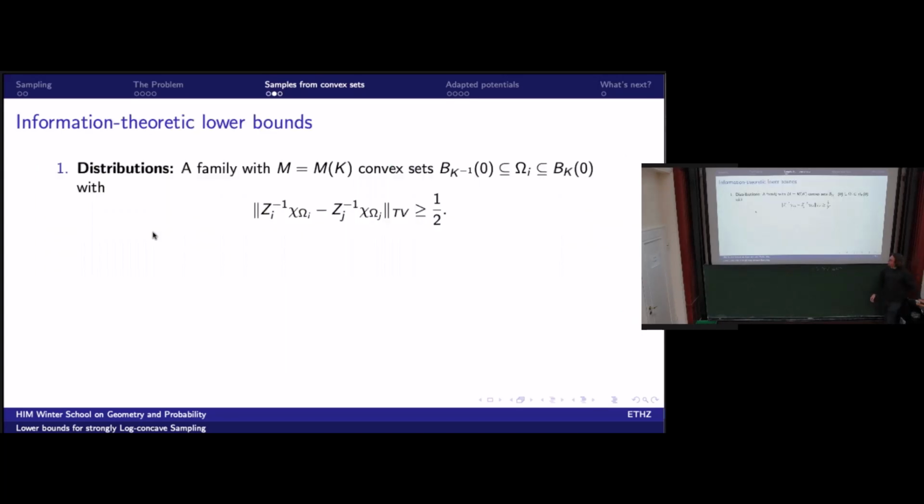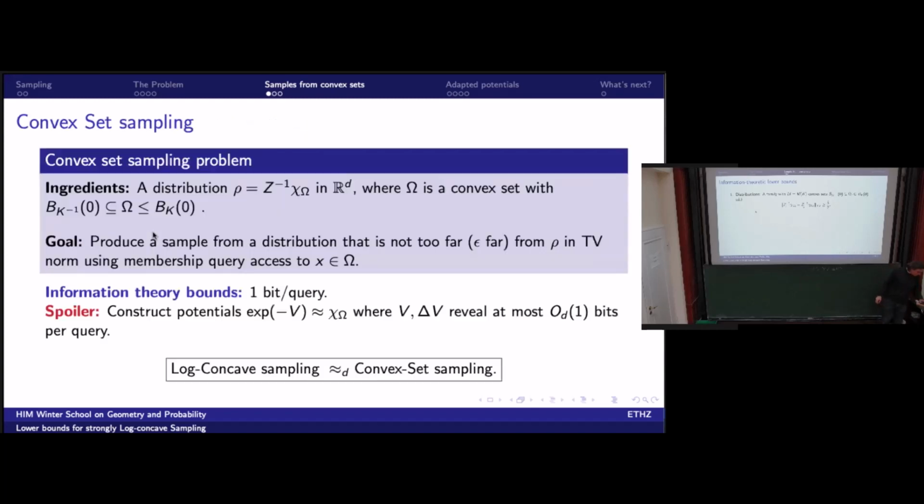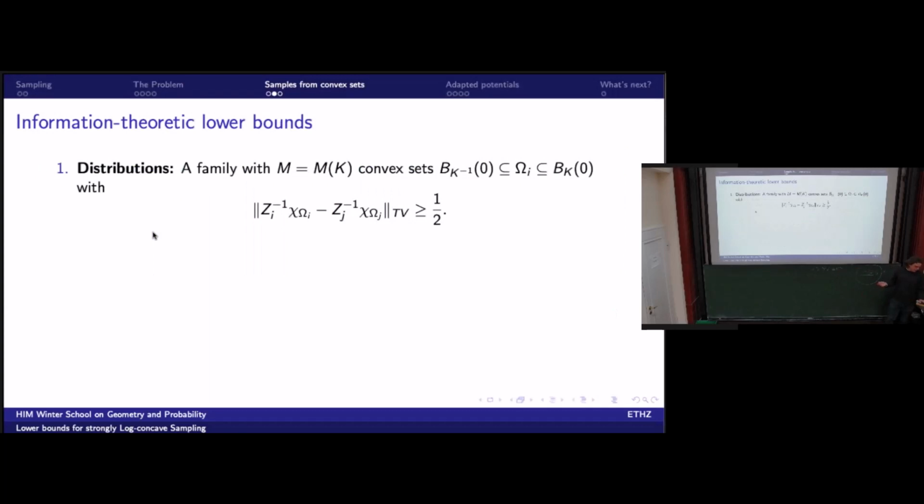Okay, so how do we do this in the convex set setting? So we start with a family that has a lot of convex sets. And, oh, I forgot to say, and this is kind of important, the analog of this property for convex sets: they're convex sets that contain a ball of size k to the minus 1 and are contained in a ball of radius k. This again bounds the eccentricity of the set, so this is the analog of that property in the convex set setting.